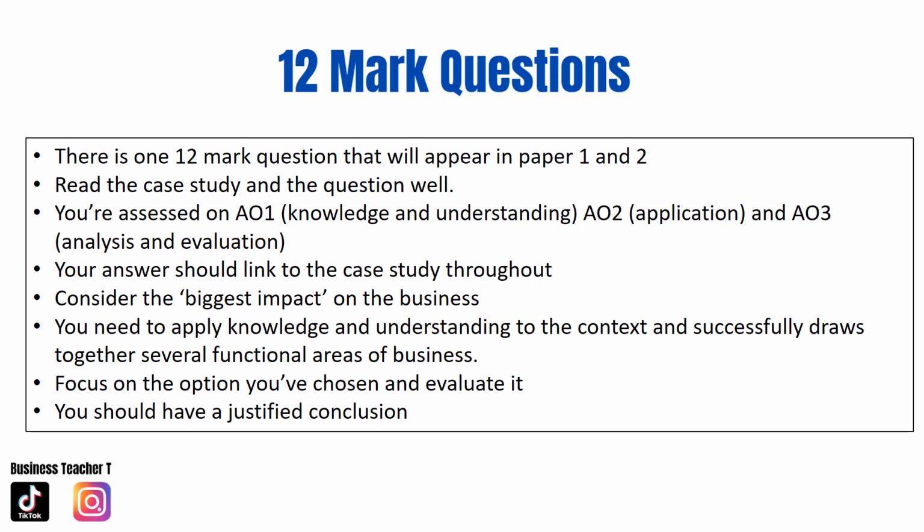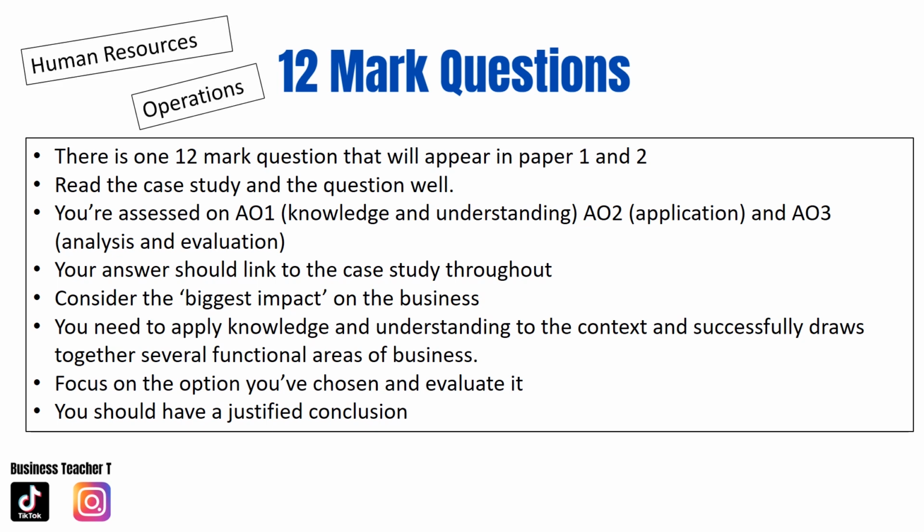You need to apply knowledge and understanding to the context and successfully draw together several functional areas of business. When it comes to the functional areas of business, we're talking about human resources, operations, marketing and sales, and finance. So there should be some link there, and drawing them all together is important as well. Include definitions, and that's a way to show your knowledge and understanding. However, at times with these 12-mark questions, it's not that easy to identify a direct term that you need to define. But you'll see a bit later on in the example how I do so.